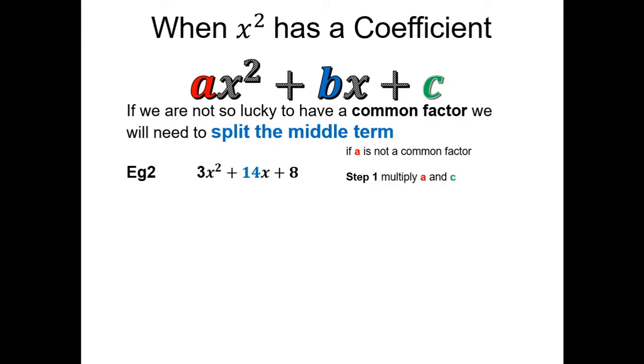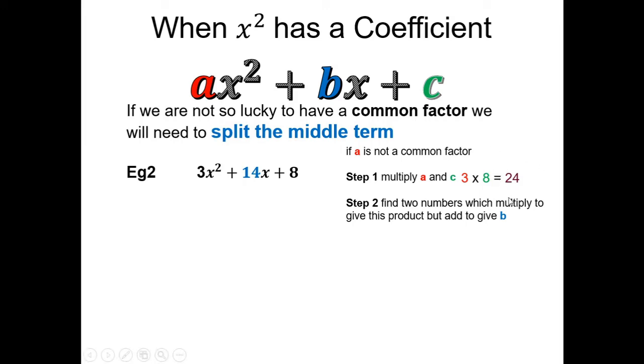So let's go through the steps again as splitting the middle term. First step, multiply a and c. A is the first term, c is the last term, so this is 3 times 8, and 3 times 8 is 24. Right, step 2. I'm finding two numbers now which multiply to make 24, but add to give the middle term, add to give 14. I know 3 times 8 multiply to make 24, but 3 plus 8 makes 11, not 14.